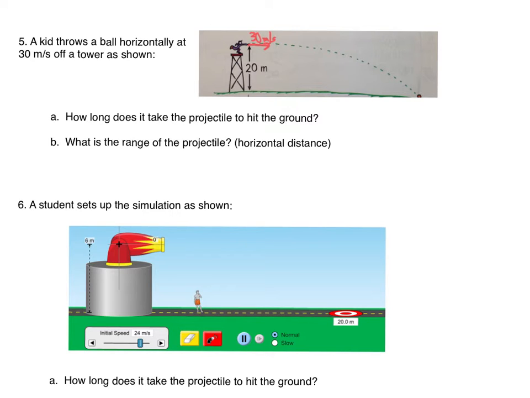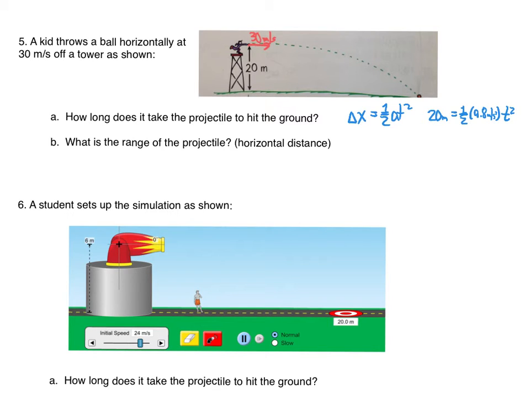All right, so for A, it says, how long does it take the projectile to hit the ground? That sounds like I need to use the distance fallen is equal to 1/2 a t squared. And this is, what, 20 meters up? So to fall 20 meters, I accelerate at 9.8 meters per second squared due to gravity. How long will it take to fall?